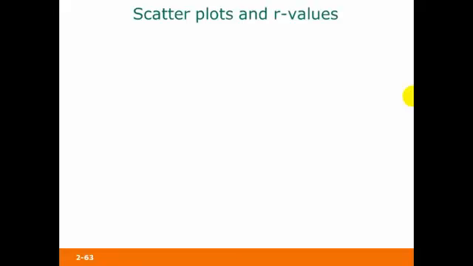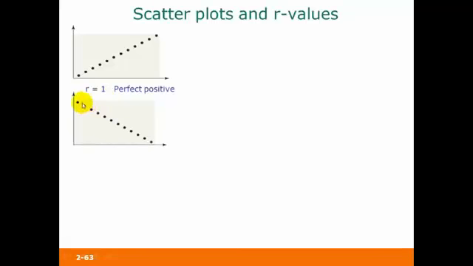Let's look at some scatter plots and look at the R values that go with them. Here's a scatter plot we looked at before. This is a perfect positive linear relationship. So the R value for this would be +1. This one is a perfect negative linear relationship because it's absolutely in a straight line. So the R value for that is -1.